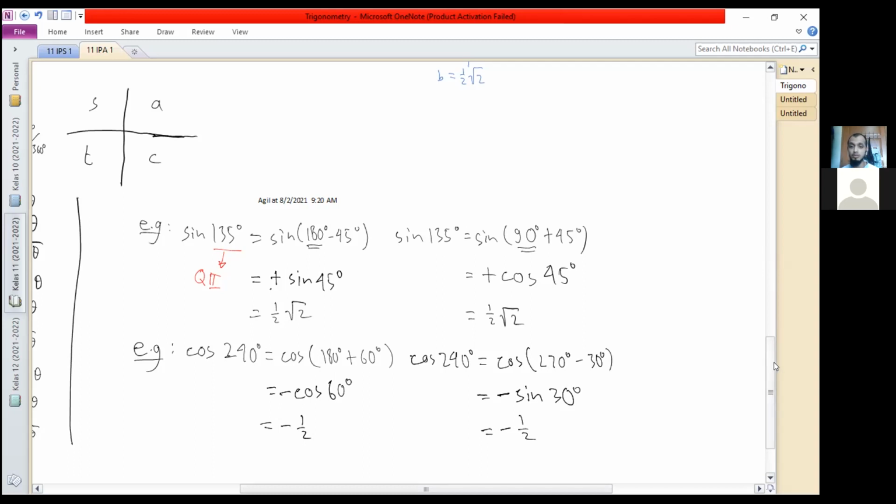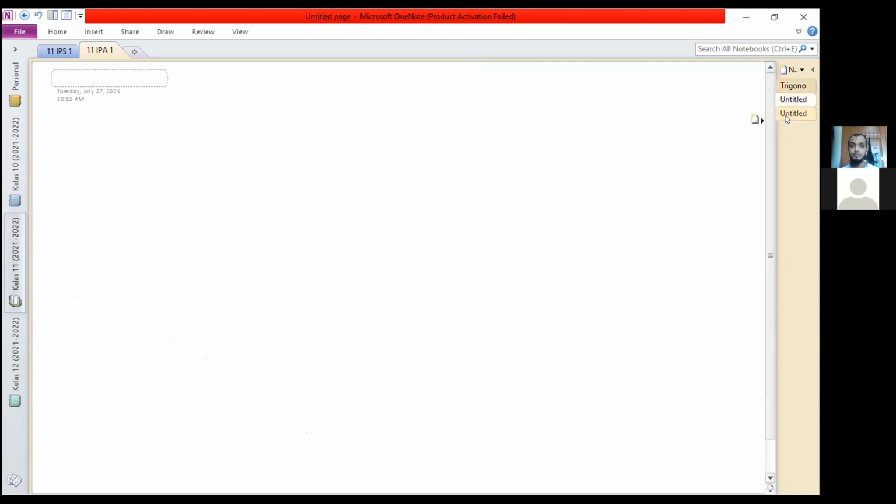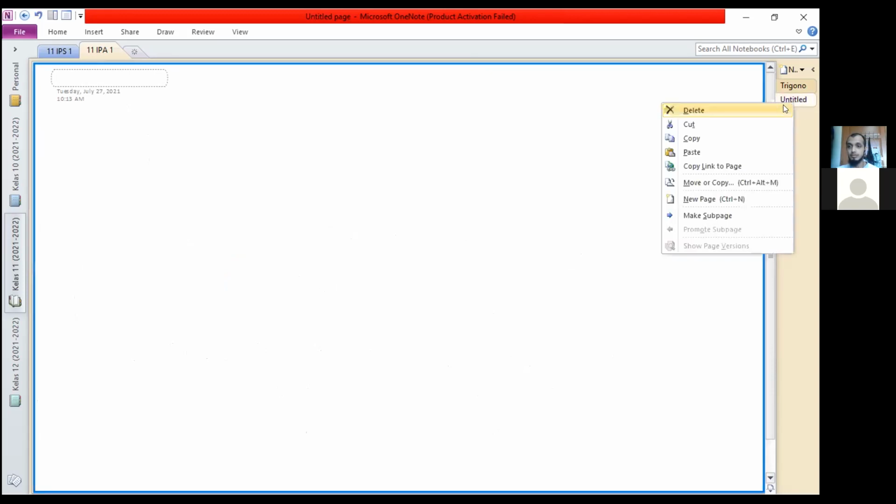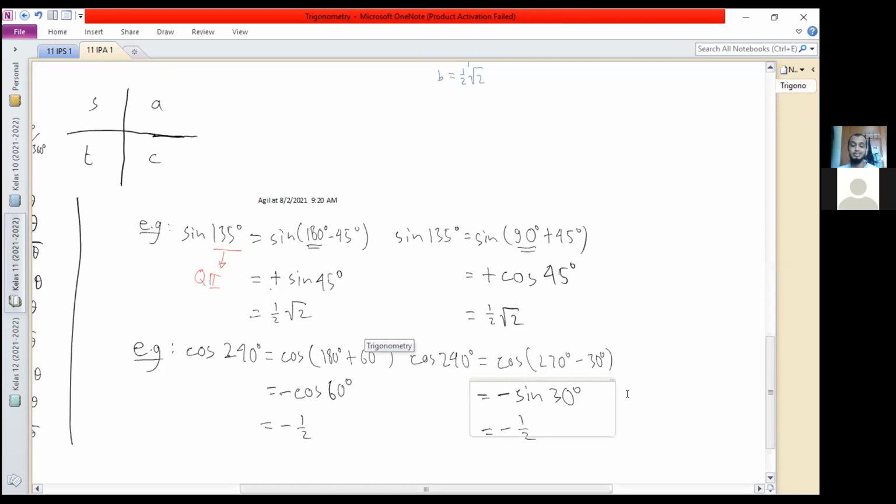Okay, so that is the trigonometry for related angles, yeah. So related angles, for any angles in any degree in any quadrants.